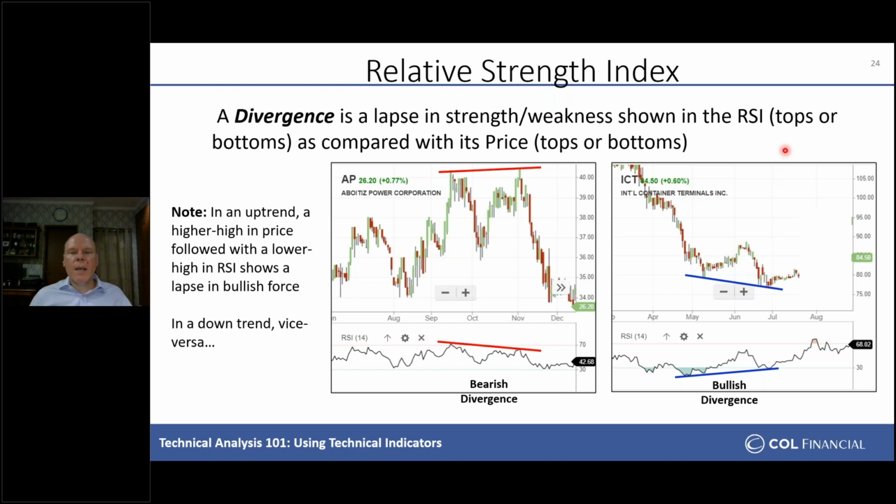Now let's give you another example of a different type of divergence. This is known as bearish divergence because it announces a bearish swing. Here we're going to give you an example of a bullish divergence.